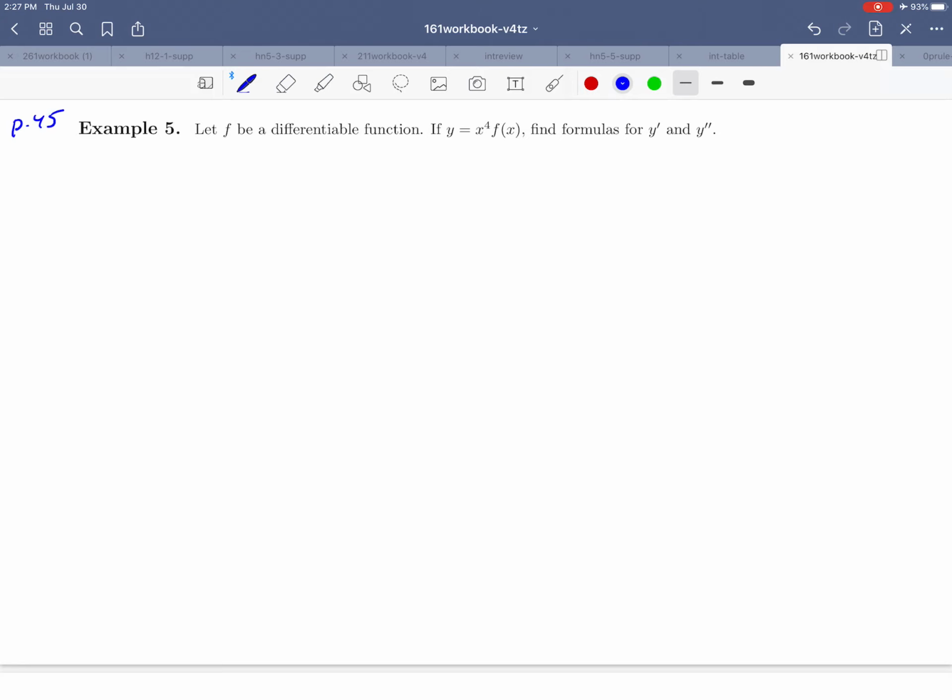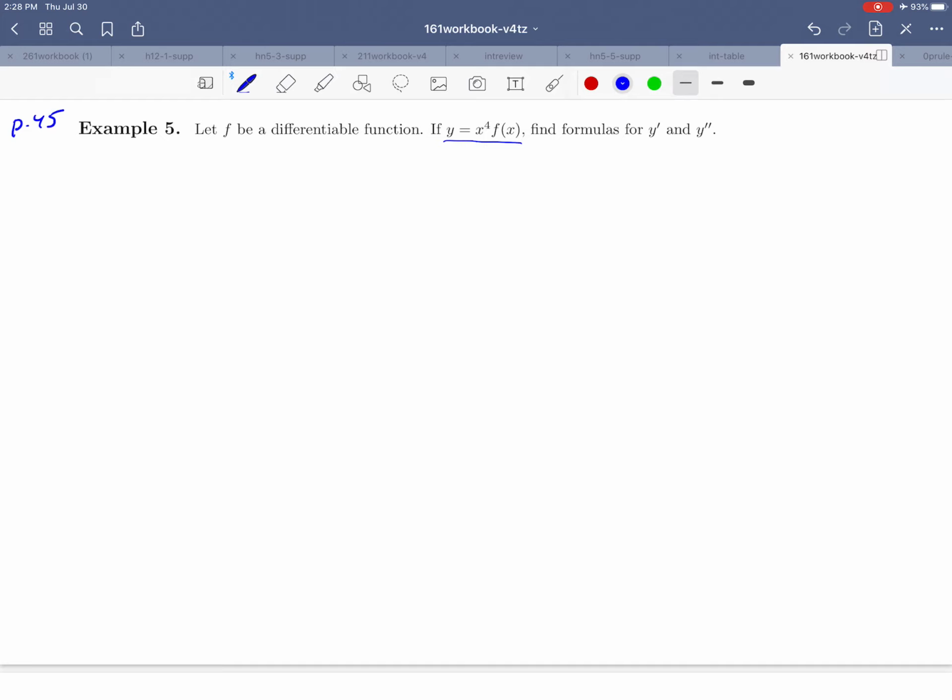So they're giving us f, which is a differentiable function. Remember, differentiable just means it's a function that has a derivative. We can take its derivative. And then they give us a formula, y equals x to the fourth times f of x, and they would like us to find formulas for y prime and y double prime.